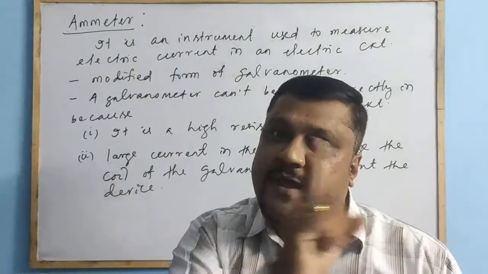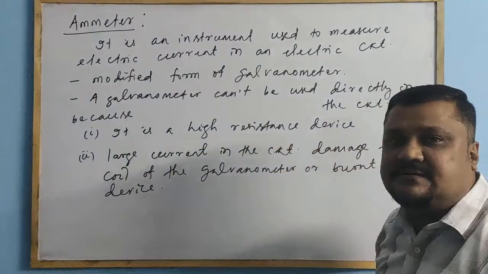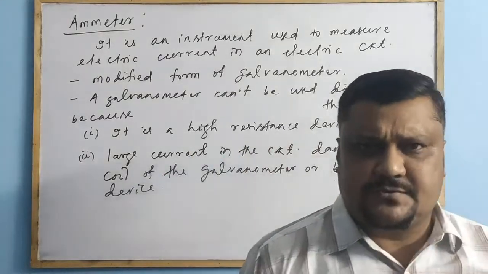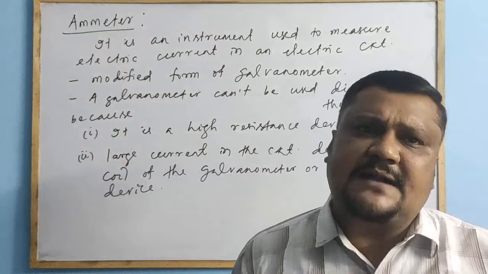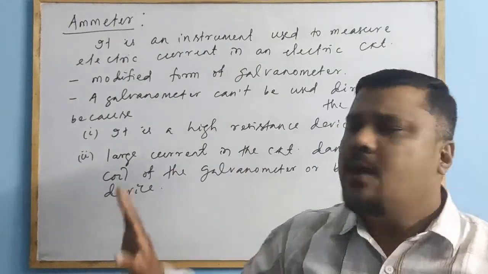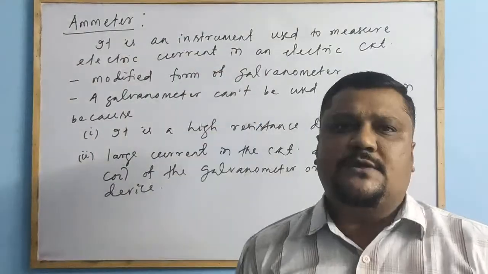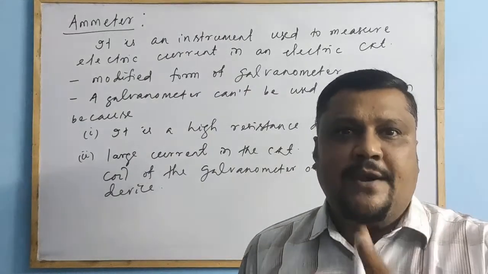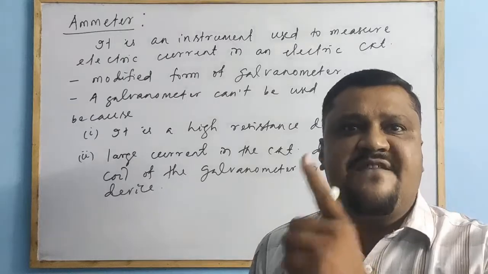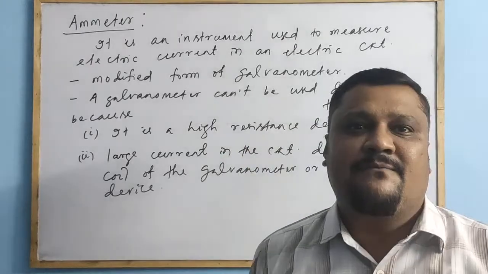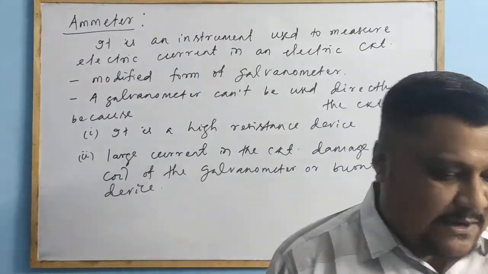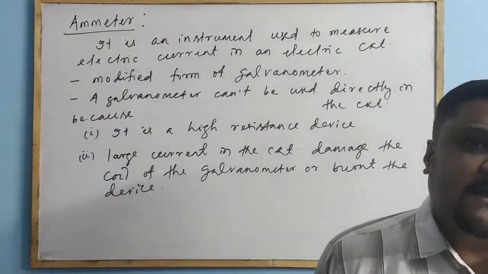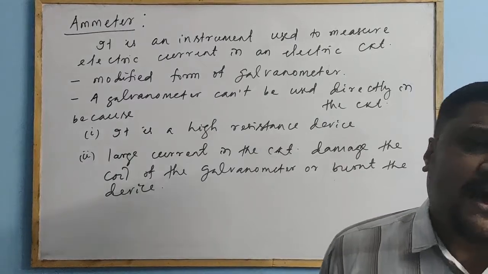So the ammeter should be a low resistance device, and it should not be damaged when a large current flows. This should be overcome, so we use the ammeter. So the ammeter, we can say, is a low resistance modified form of galvanometer. An ammeter is a low resistance modified form of a galvanometer.